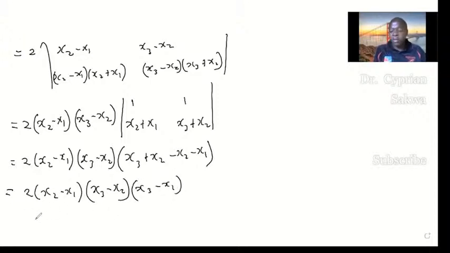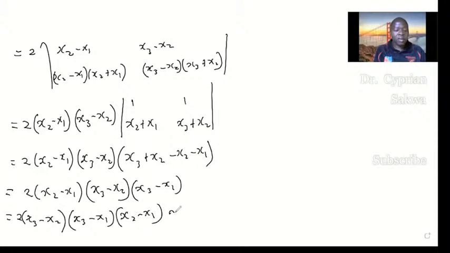If you do some little arrangement here, you would have 2. It doesn't matter which one begins. So if I were to rearrange, I would have x3 minus x2, x3 minus x1, and x2 minus x1 as required. So just some little arrangement.